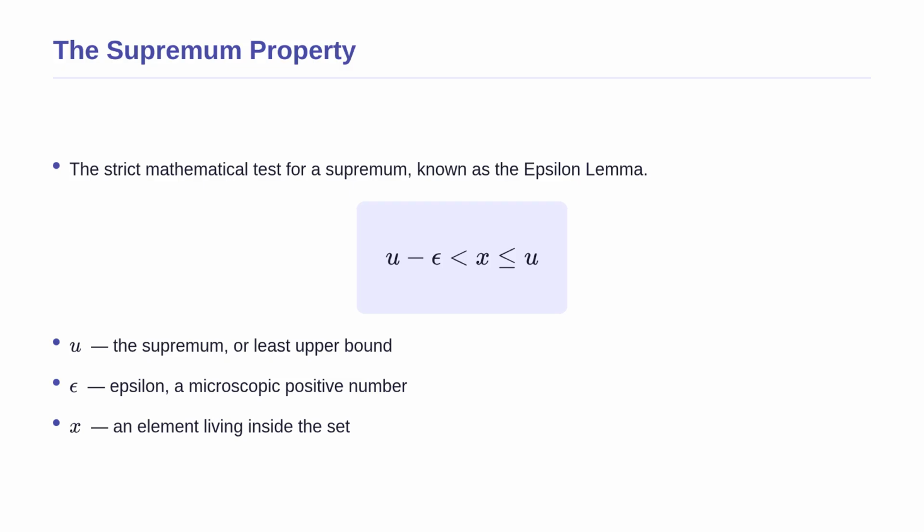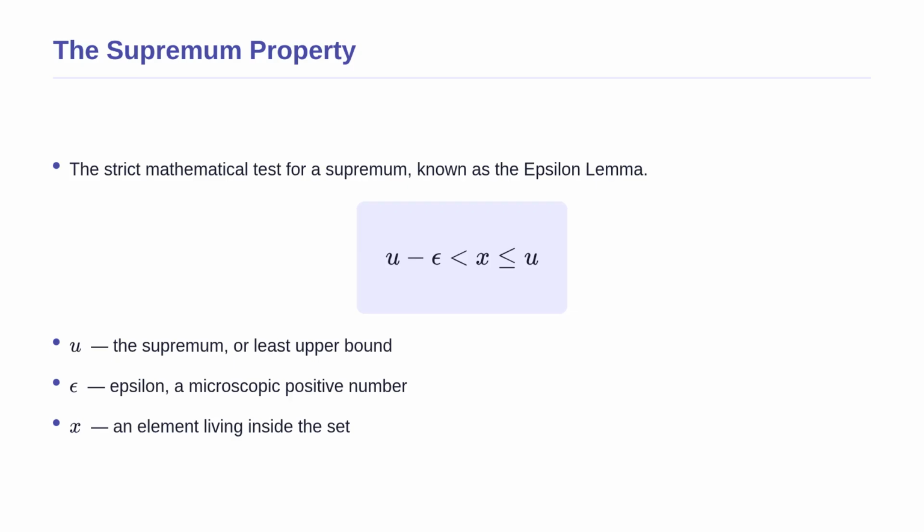Now that we understand the intuition of a tight ceiling, let us look at how mathematicians define this rigorously. This brings us to the supremum property, also known as the epsilon lemma. The formula states that u minus epsilon is strictly less than x, which is less than or equal to u. Here, u represents our supremum, the absolute lowest ceiling. The Greek letter epsilon represents a microscopic, strictly positive number. Finally, x is some element living inside our set.